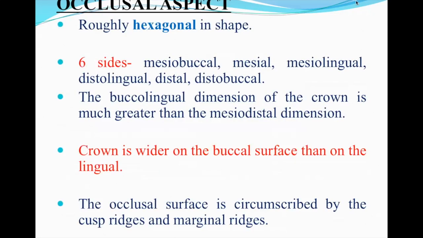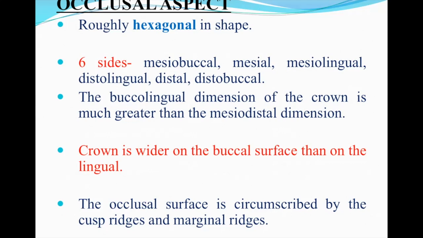Now, occlusal aspect is roughly hexagonal in shape. It has 6 sides: mesiobuccal, mesial, mesiolingual, distolingual, distal, and distobuccal. The buccolingual dimension of crown is much greater than the mesiodistal dimension. Crown is wider on the buccal surface than on the lingual surface.